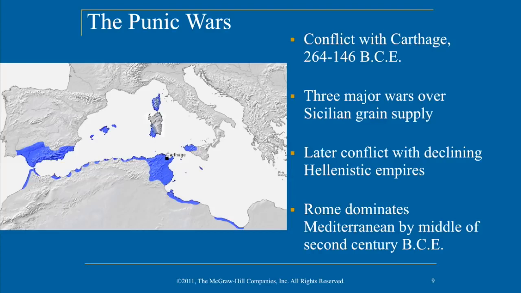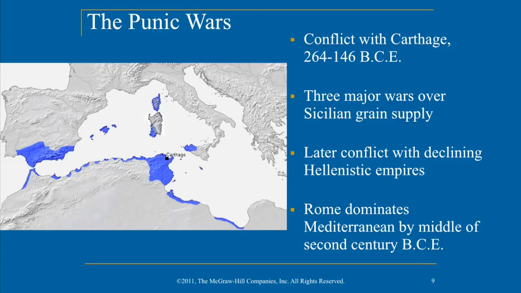This later conflict with the declining Hellenistic Empire starts to happen. They basically dominate the Carthaginians. They wipe it off the map. Carthage, for a very long time, was destroyed to the point where we basically didn't know where it was. We found it pretty recently through archaeology, but the Romans were very good at stomping over stuff and salting the earth and everything and cursing the land.